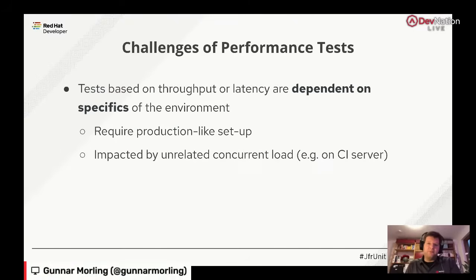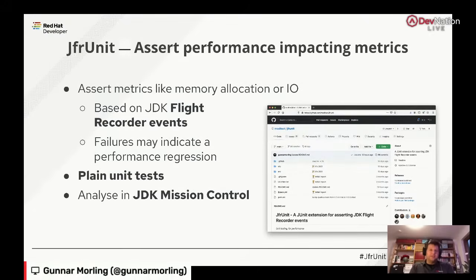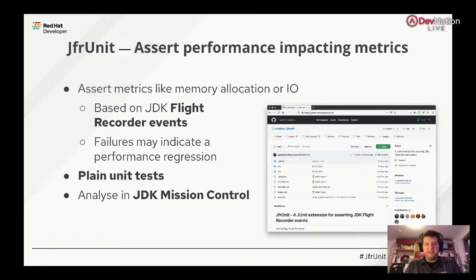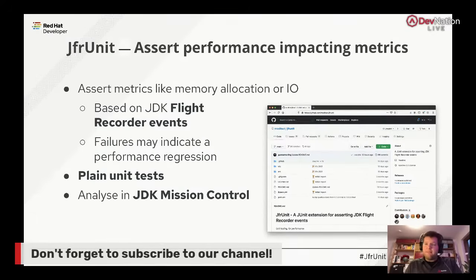So that's a problem with performance tests, which are based on the actual metrics you're interested in, like throughput or latency. So what can we do about it? And this is where JfrUnit comes in. So the idea there is you don't measure those metrics themselves, but instead you measure other metrics which impact the performance of your application. And the idea is those impacting metrics might be more stable.